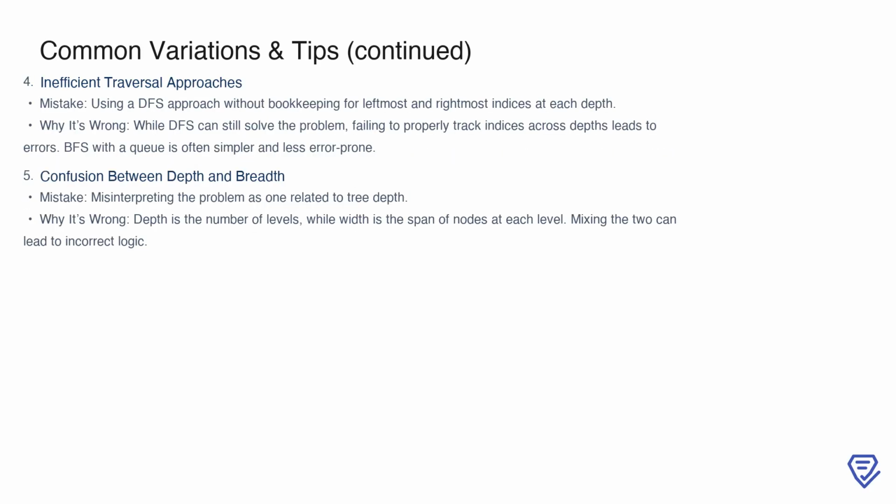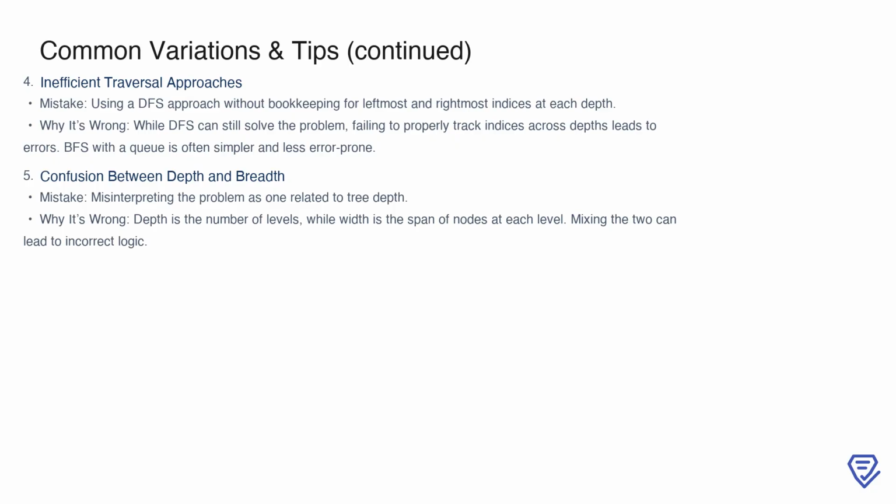Another mistake to avoid is relying on inefficient traversal approaches. While depth-first search, or DFS, can technically solve the problem, it requires meticulous bookkeeping to track the leftmost and rightmost indices at each depth. Without this careful management, errors can easily arise. Breadth-first search, or BFS, is generally a simpler and less error-prone approach because it naturally processes nodes level by level and allows for straightforward tracking of indices.